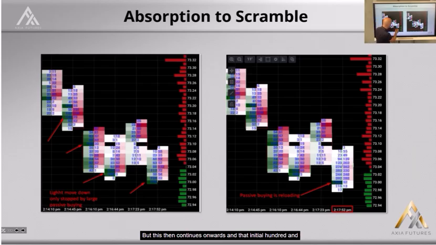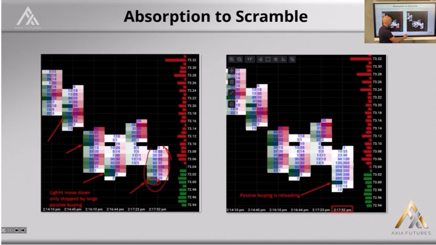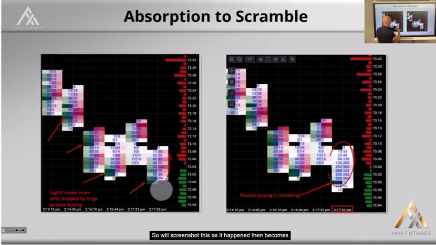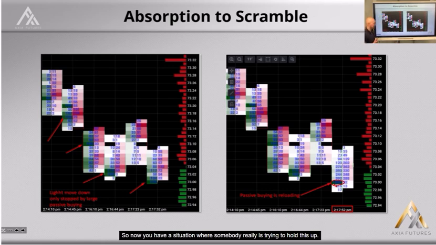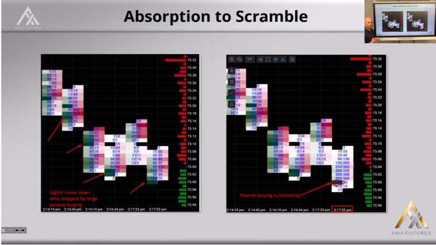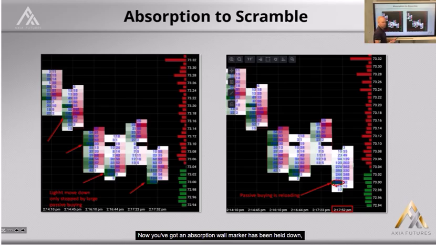And that initial 170 that you see trading down here becomes, over the next candle, so this is basically this candle seconds later, so it's a screenshot of this as it happened, then becomes 1,500 contracts. So now you have a situation where somebody really is trying to hold this up. Two directional trade now, you've got an absorption wall. Market's been held down, or pushed down, held. This then opens up the possibility of reversal back up. And that's exactly what you get from here.